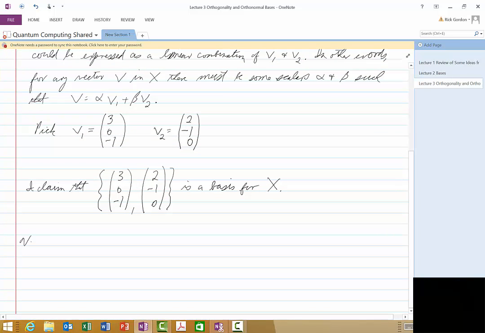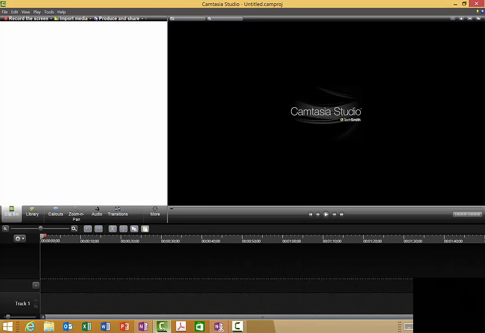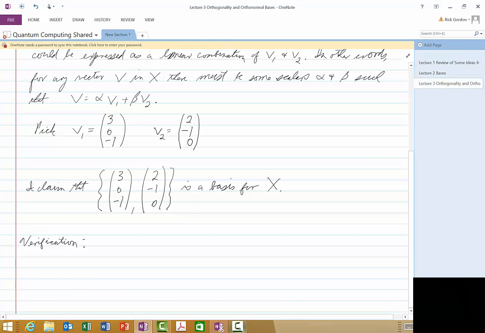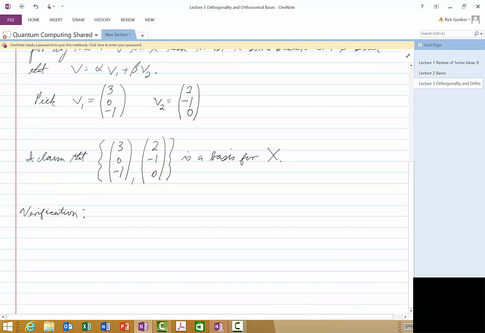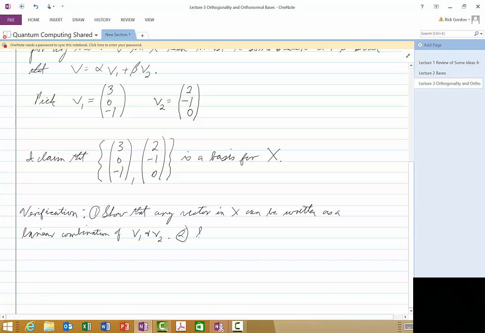And now, let's try to verify that. Remember that the verification consists of two things. Show that any vector in X can be written as a linear combination of V1 and V2. That's one part.